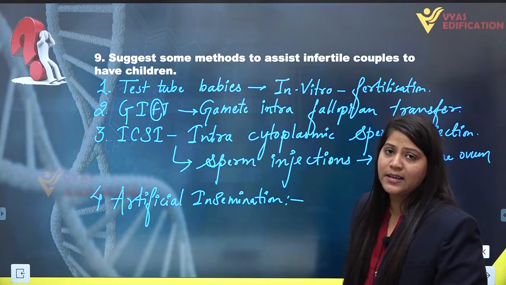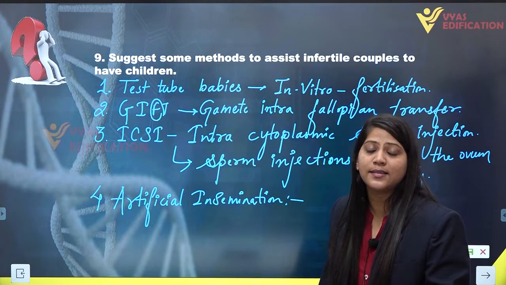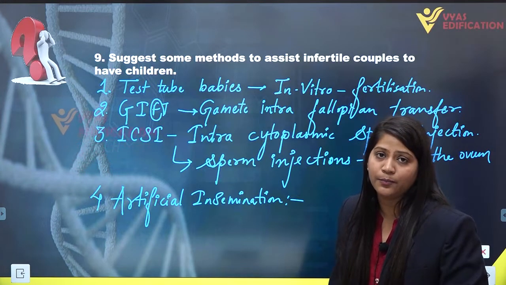So these are the techniques which are helpful and which can assist couples who are infertile to have children.